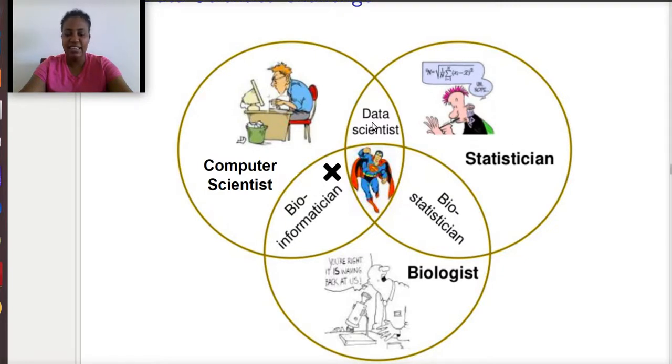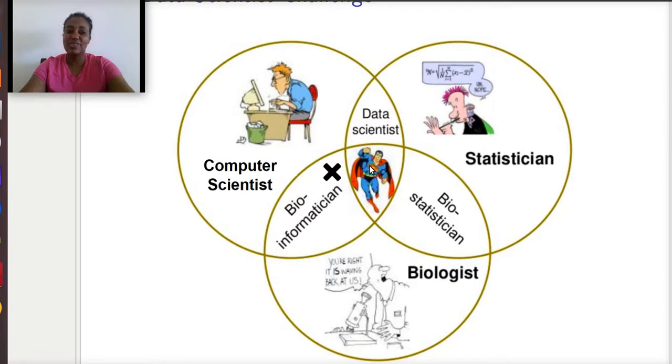The data scientist has to have a computer science and statistics background. A bioinformatician has to combine computer science with biology. A biostatistician has to combine biology and statistics. The superwoman here, the Superman, the Wonder Woman, is the bioinformatician. Now, how do you combine all three?